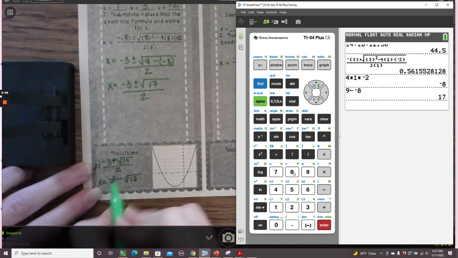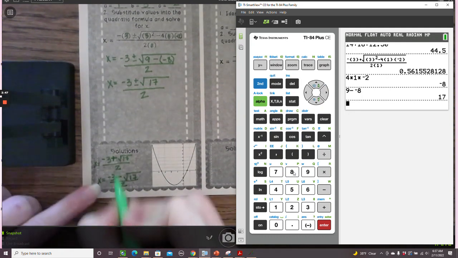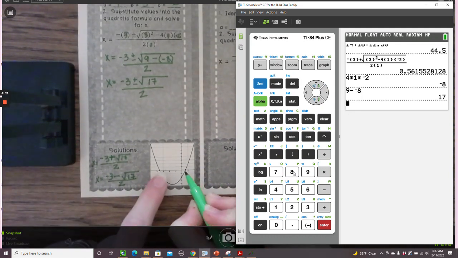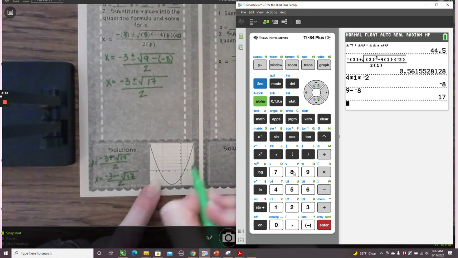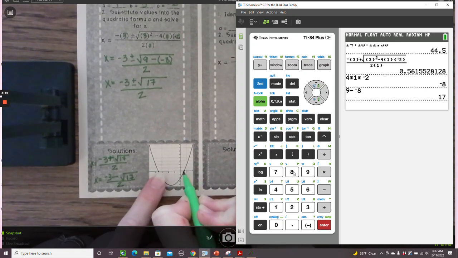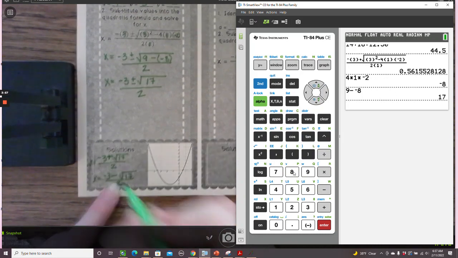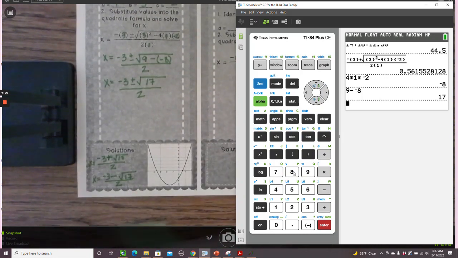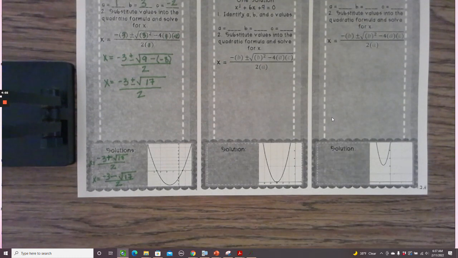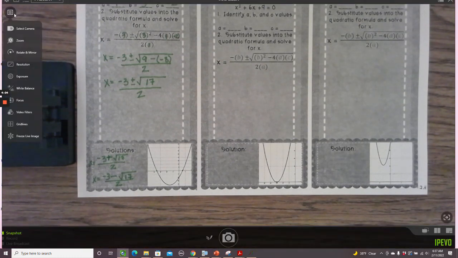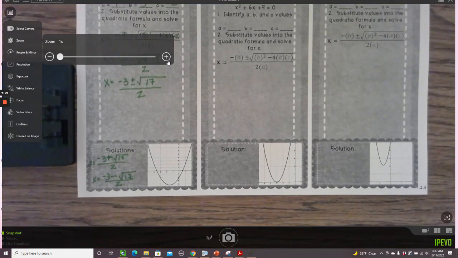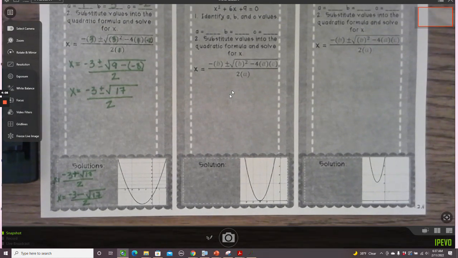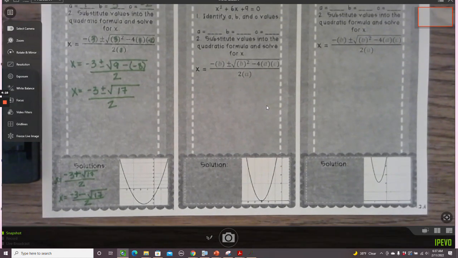And so what these solutions are on the graph, these 2 points here, those are our solutions. So if the graph of a quadratic crosses the x-axis in 2 places, it's got 2 solutions. Okay? All right, we're going to look at one solution next. Let me do this a little bit here where I can maybe adjust so we can see everything.